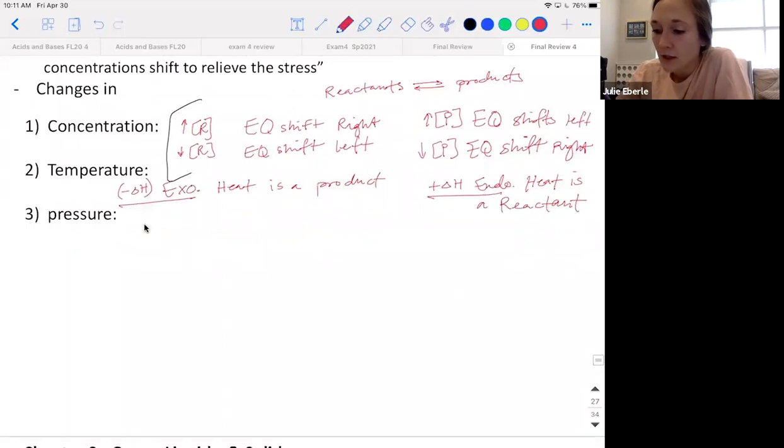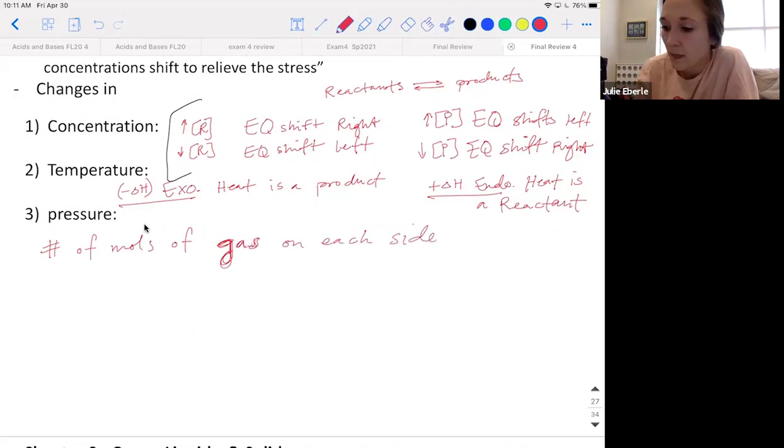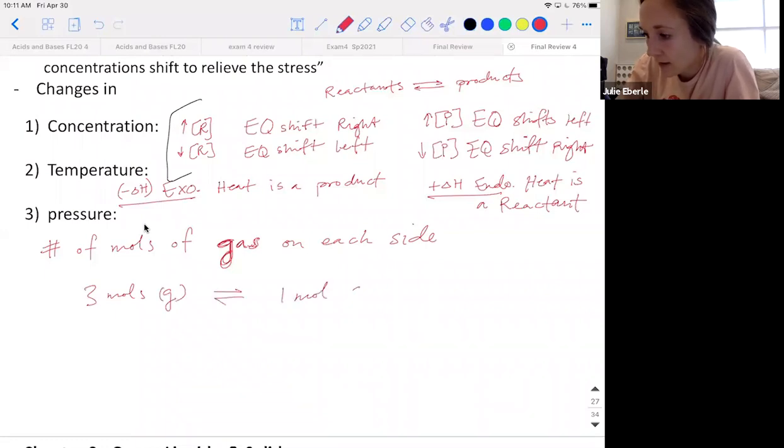Okay, pressure. You have to consider the number of moles of gas on each side. Okay, so if you have, for example, let's write it out two ways. Let's say I have 3 moles of gas on my reactant side. On the product side, I have 1 mole of gas.